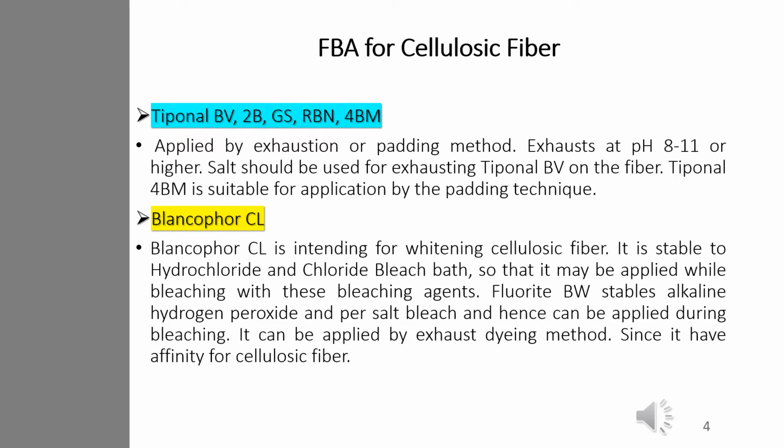So what is the purpose or application of Blanco 4Cl? This method is used for the whitening purposes. So the Blanco 4Cl is used for whitening the cellulosic fiber. It has a property that it is stable to bleaches such as hypochlorite and chlorite bleaches. So it could also be used for the bleaching purposes.